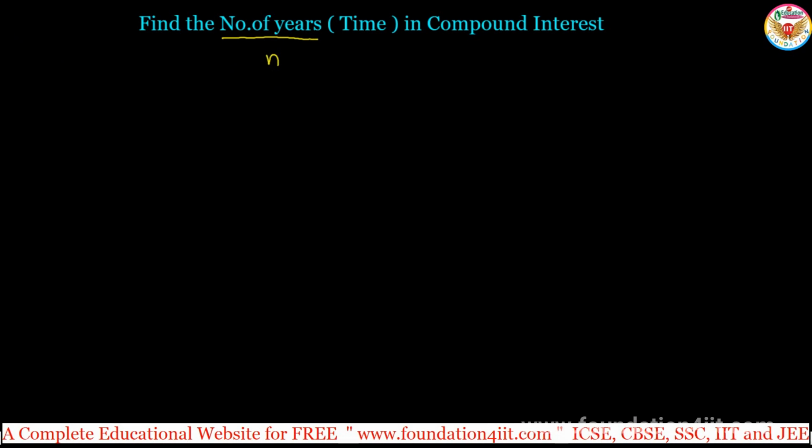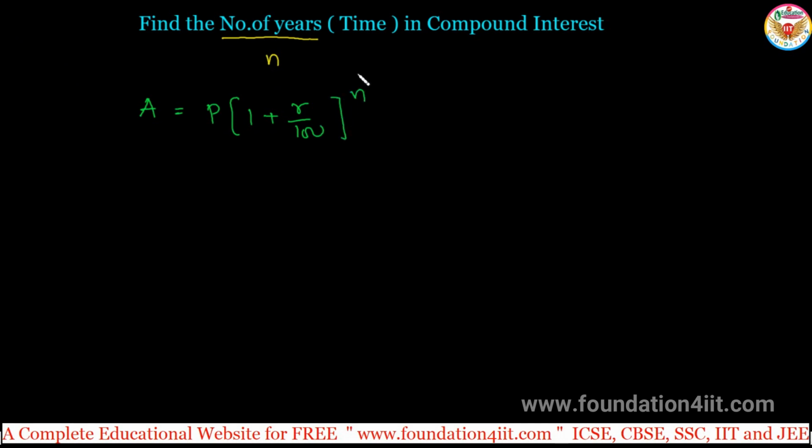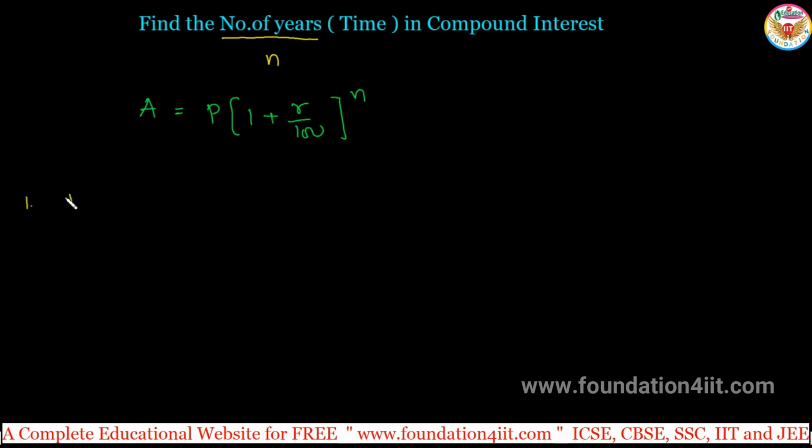So we have the formula for compound interest: amount A is equal to P into 1 plus R by 100, whole to the power n. Here n is the number of years, R is the rate of interest, P is the principal, and A is the amount. Let me show you one simple question, then the same concept, and later we'll see other problems.